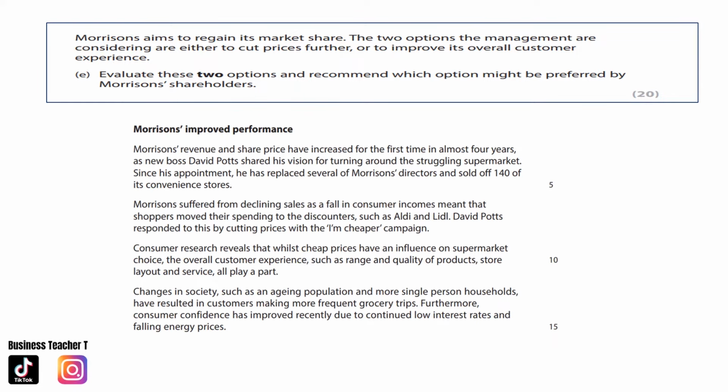Morrisons' improved performance. Morrisons' revenue and share price have increased for the first time in almost 4 years, as new boss David Potts shared his vision for turning around the struggling supermarket. Since his appointment, he has replaced several of Morrisons' directors and sold off 140 of its convenience stores. Morrisons suffered from declining sales as falling consumer incomes meant that shoppers moved their spending to the discounters such as Aldi and Lidl. David Potts responded to this by cutting prices with the "I am cheaper" campaign.